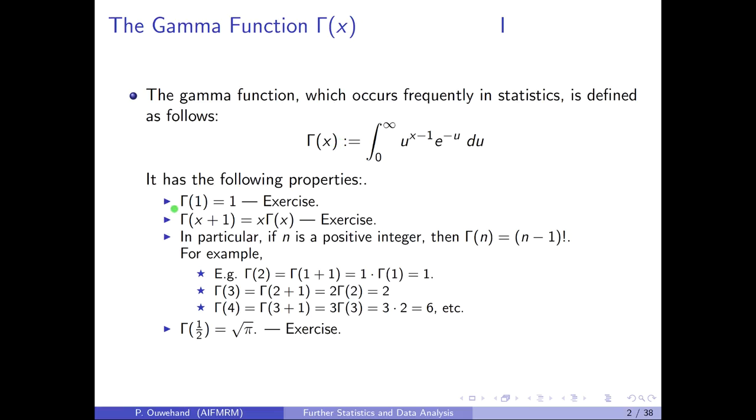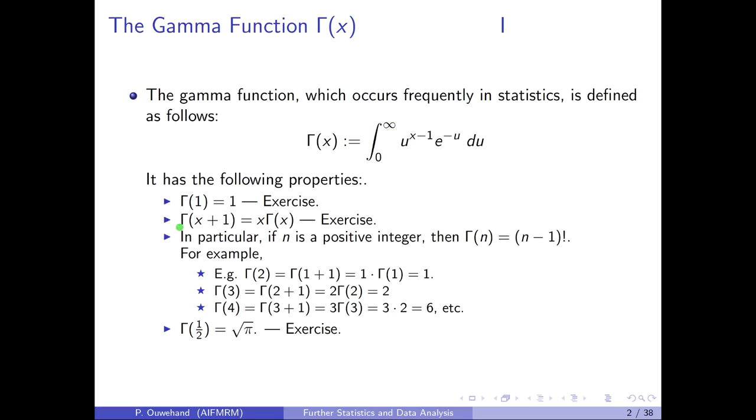For example, gamma of 1 is 1, and that is reasonably easy to see. If you take x is equal to 1 and you put it into the integral, then you have u to the 0 times e to the minus u du, and so you just have the integral of e to the minus u from 0 to infinity, and that's easily seen to be equal to 1.